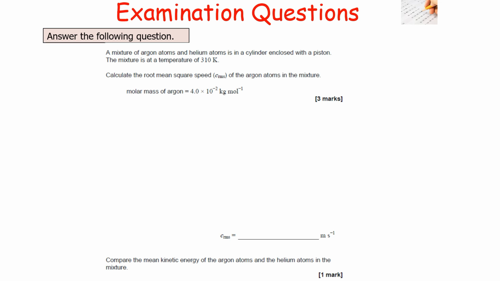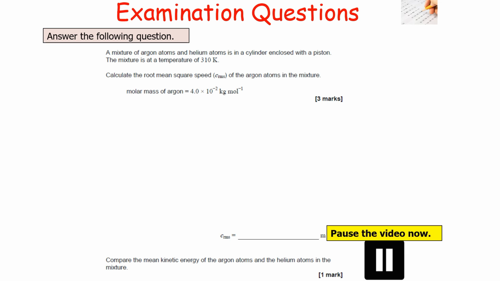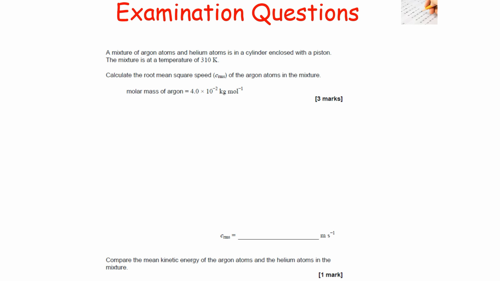Calculate the root mean square speed of the argon atoms in the mixture, then compare the mean kinetic energy of the argon atoms and the helium atoms in the mixture. So pause the video now, then unpause the video when you want to go through your answer. Right, so how do we answer this first particular question?